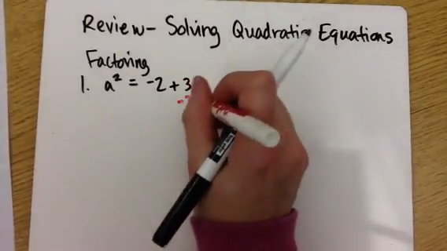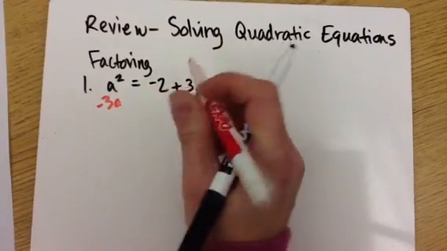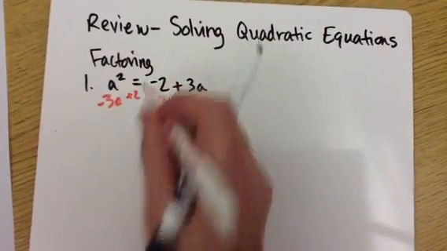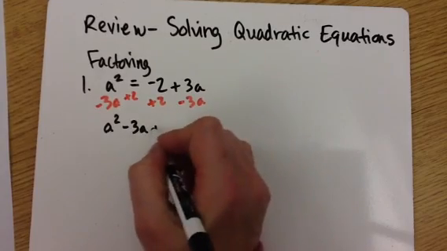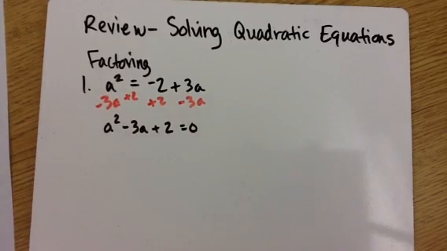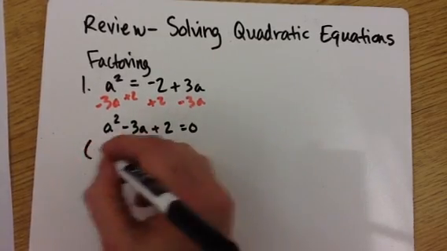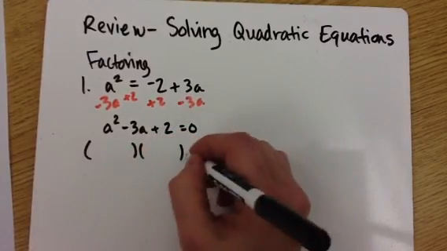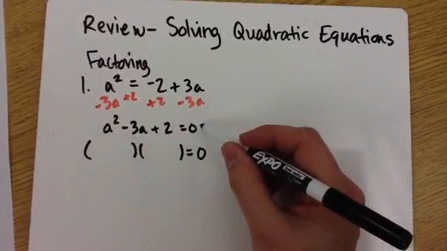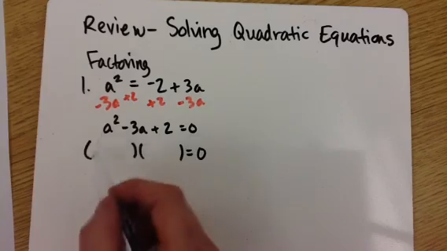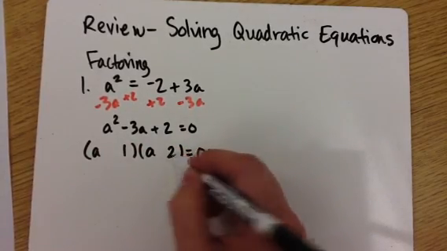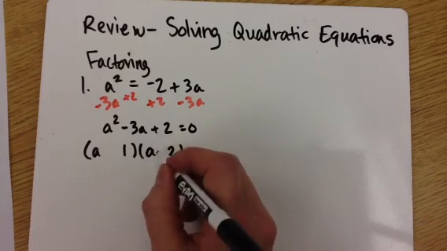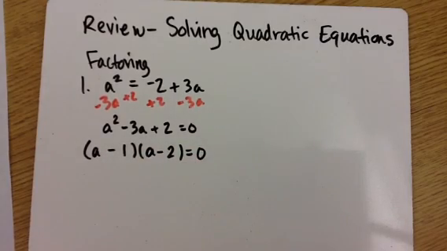So I'm going to subtract 3a to the left side and add 2 so that I get a squared minus 3a plus 2 equals 0. And then I'm going to need to factor. So I set out my two parentheses. There is no greatest common factor, so I'll look at the first terms have to be a's, the last terms have to be 1 and 2. They need to be the same sign, and both are negative.